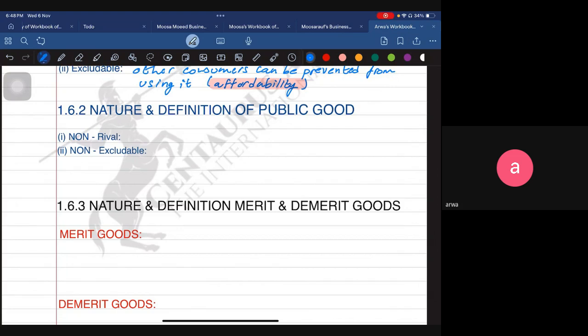Okay, no problem. We'll deal with this point. So first thing is that this is a good or a service provided without the profit to members of the society, to the general public.